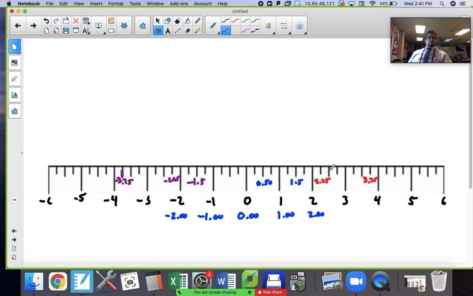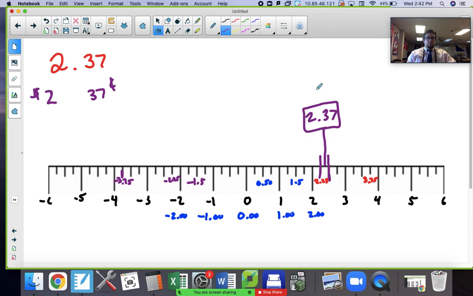So knowing these little benchmarks right here actually helps us plot a lot of different decimals. So if we start with a number that's already in decimal form, let's say 2.37, I'm saying that I have 2 whole dollars and then 37 cents of the next dollar. So here's $2.25, $2.50. So I'm in between these two marks, and I'm probably pretty close to being halfway. There's 2.37, like that.